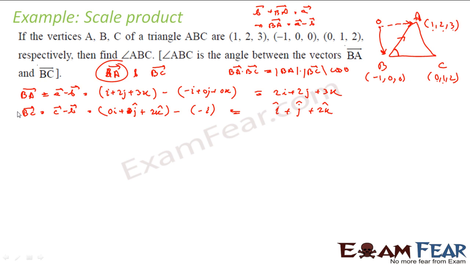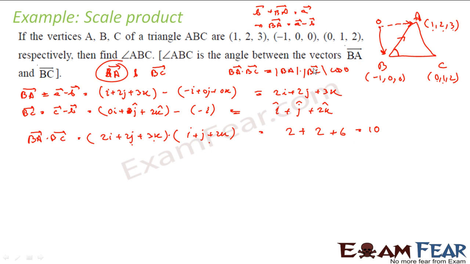So I have BA, I have BC. Second thing, I have to find BA dot BC. My BA dot BC will be nothing but 2i plus 2j plus 3k dot i plus j plus 2k. This is nothing but 2 into 1 is 2, plus 2 into 1 is 2, and 3 into 2 is 6, plus 6. That is 10. So my BA dot BC is 10.